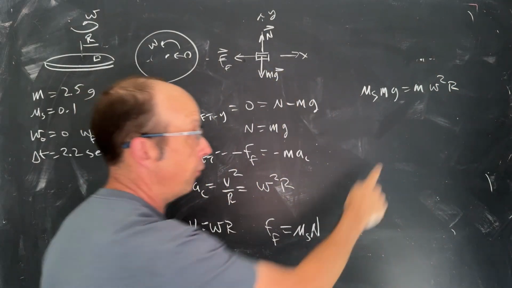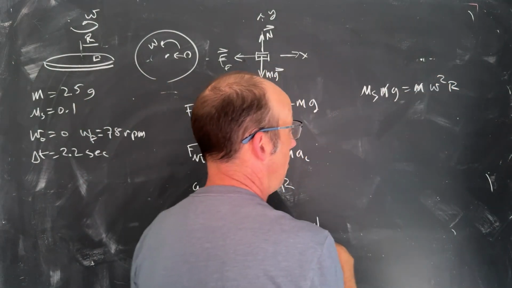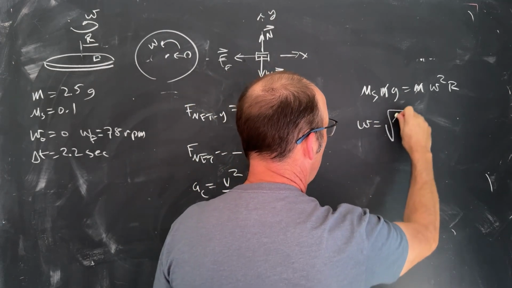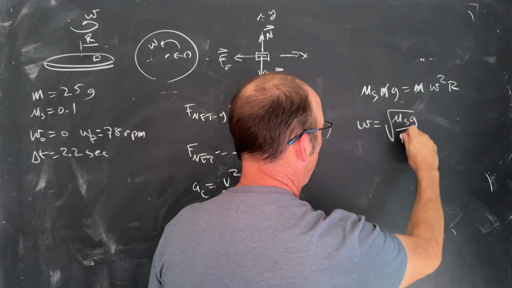And I want to solve for omega. Mass cancels, it doesn't matter what the mass of the penny is, and I get omega is going to be the square root of mu s g over r.